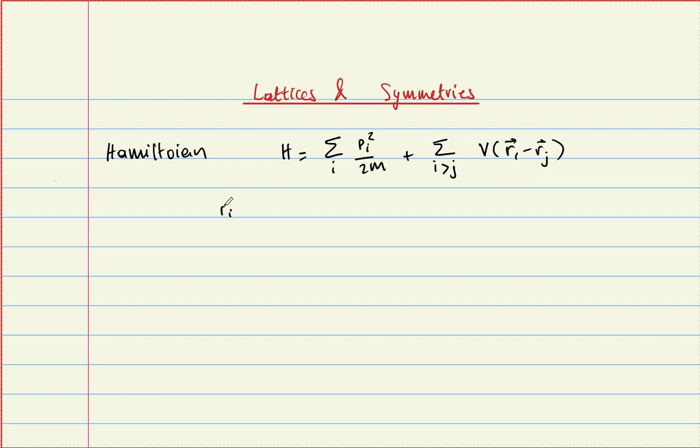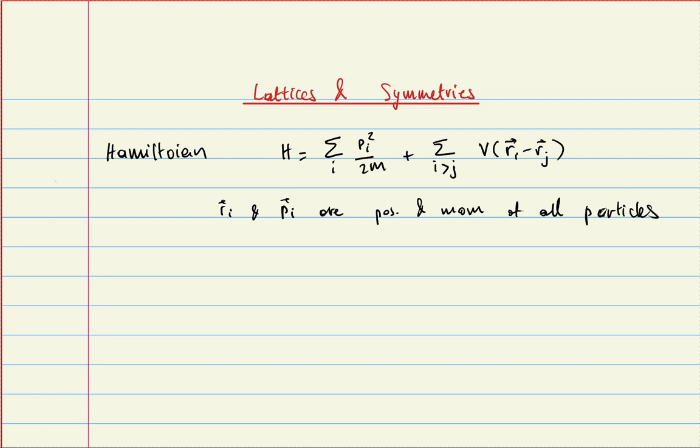So R_i and P_i are position and momentum of all particles, whether they're identical or not. If you want, you can also put an index on the mass, but since I'm not going to use it, I'm not going to do that. All position and momentum of all particles.